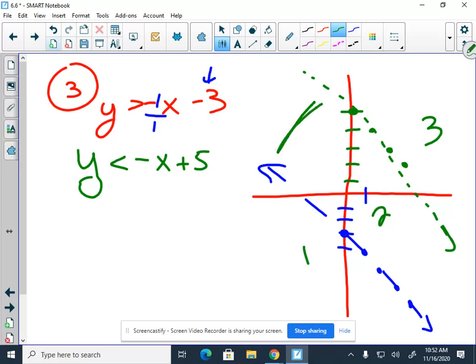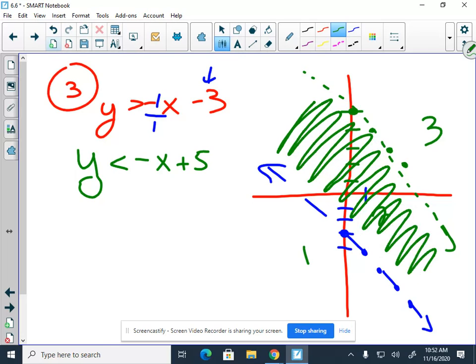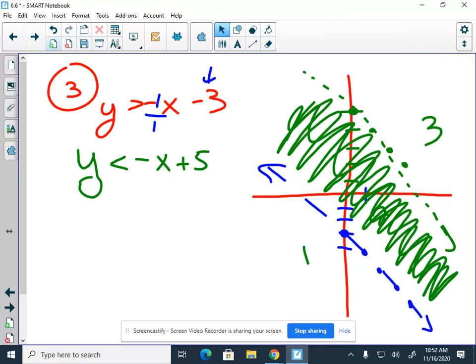The middle. So this one, the answer that would have gotten shaded twice, we would have shaded above the blue and below the green. That would have been shaded twice. So anything in between the parallel lines would be our solution.